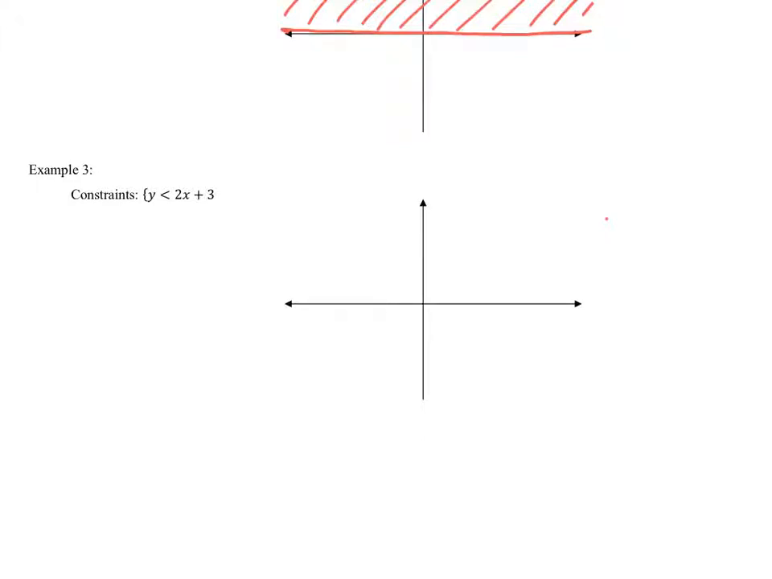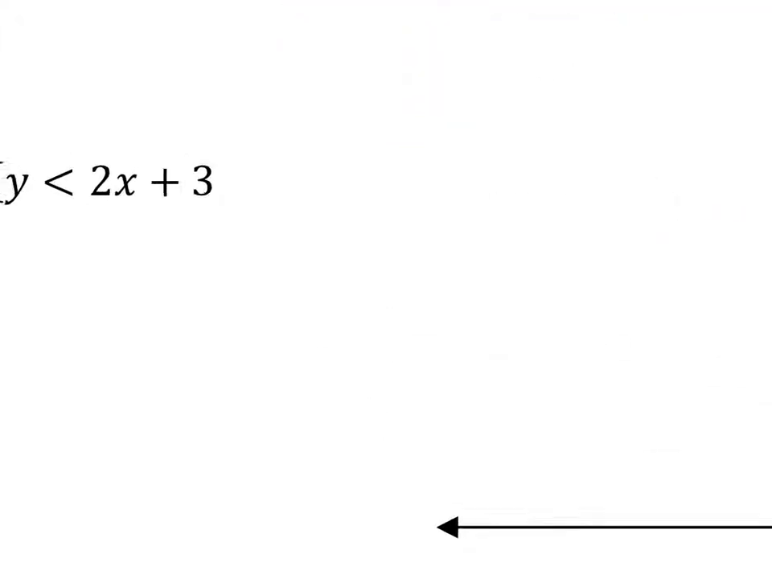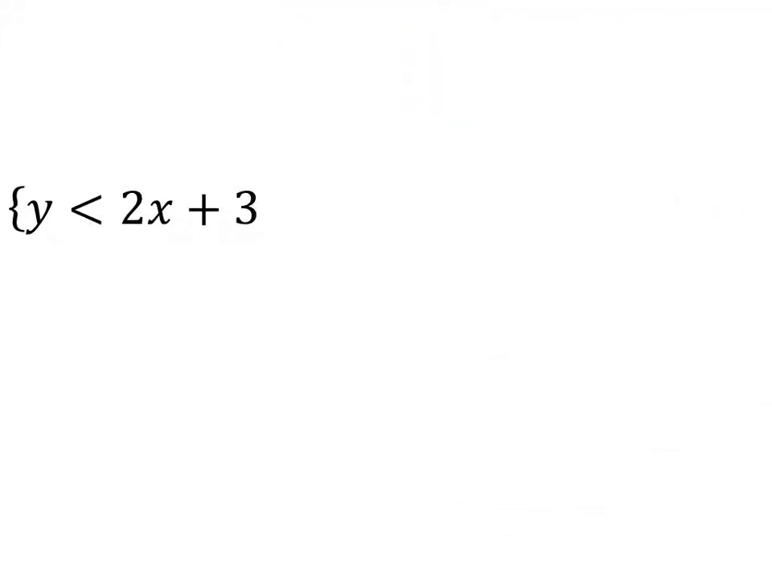y less than 2x plus 3. So we just need to review how to graph the line 2x plus 3. What does the 2 tell us? The slope. Okay, and slope is usually rise over run, so that's 2 over what? 2 over 1. That means up 2 over 1. And then what is the 3? The y-intercept. Do you remember y equals mx plus b? Okay, this is the b part.